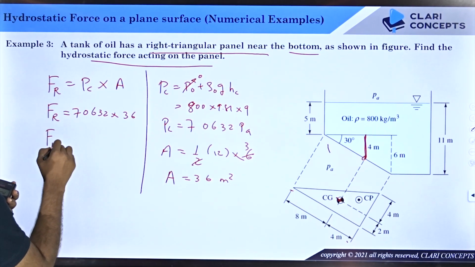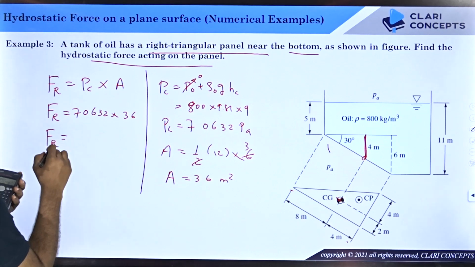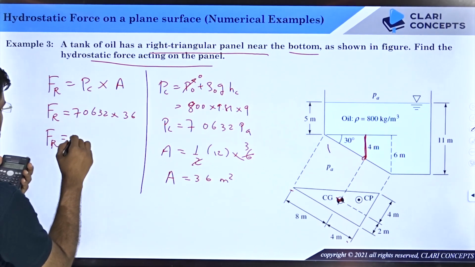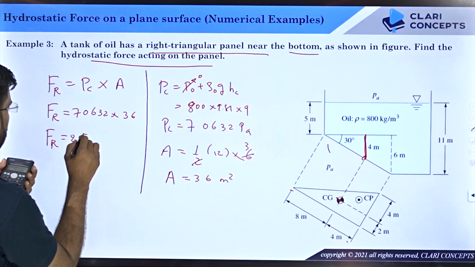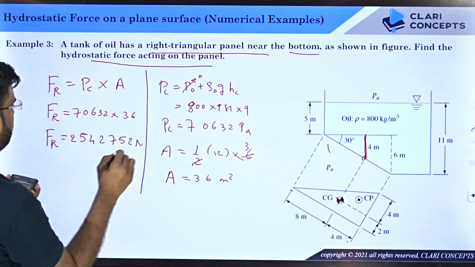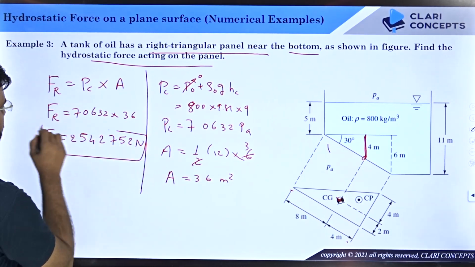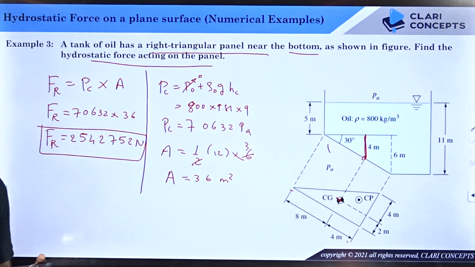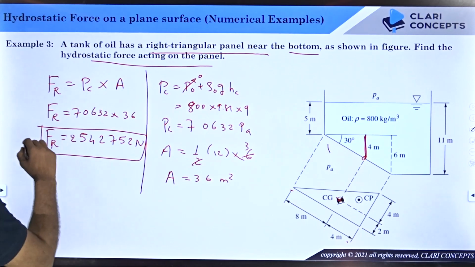Once you know the concept, you can easily solve any numerical. But for that, you need to have the concentration and that patience to understand the concepts well. 2542752 newtons. This is the answer. So let me check. 2542752. Perfect. Answer.